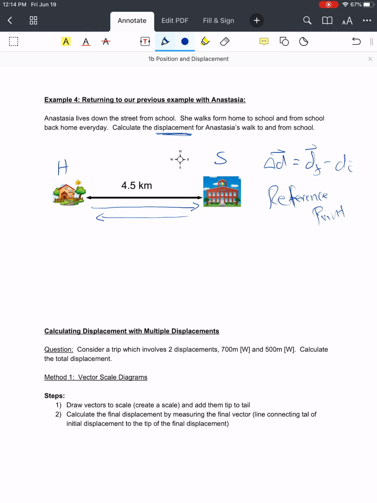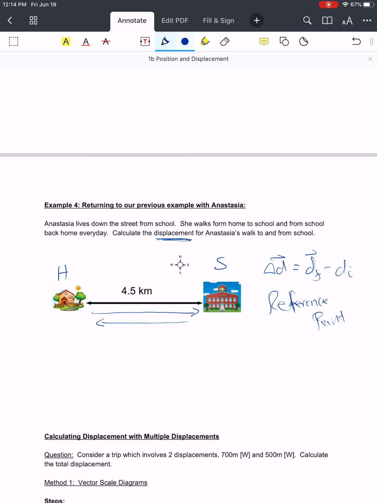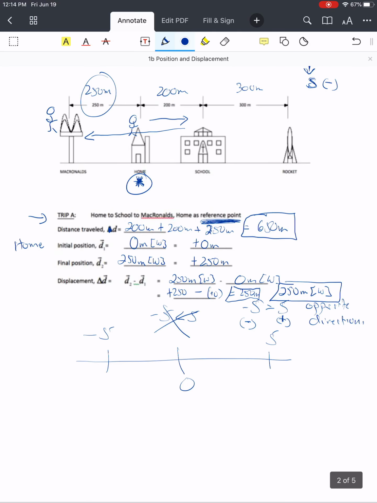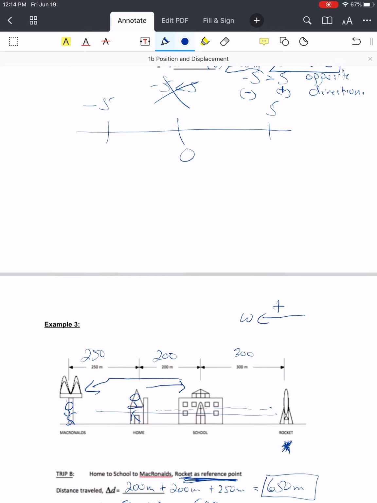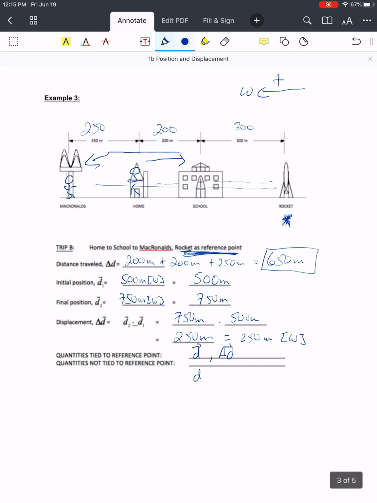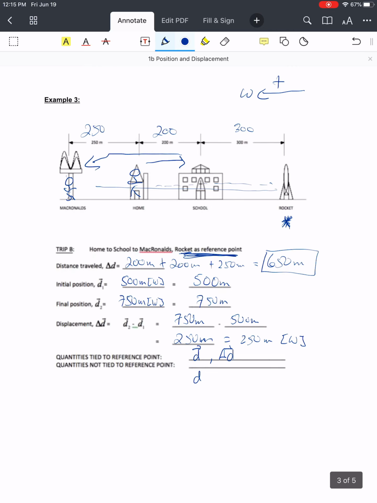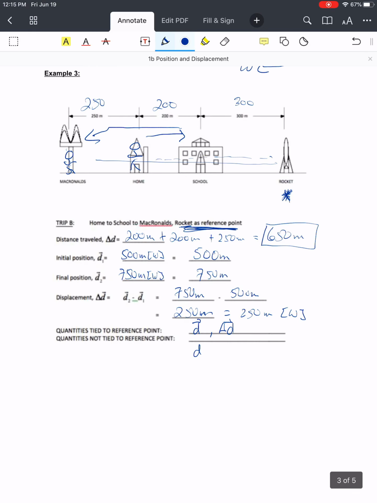Now, as you saw from the previous example, we changed the reference point. Here the rocket was the reference point, but here home was the reference point. We had the exact same trip. We went home to school to McRonald's. This one went from home to school to McRonald's. So the only difference between this question and this question was the reference point.